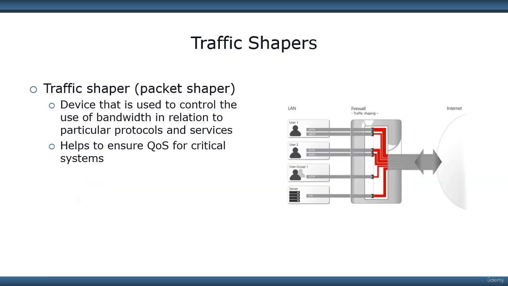Then we have the traffic shaper. This is another device that's used for quality of service. It's used to control bandwidth in relation to particular protocols and services that helps to ensure quality of service for critical systems while still allowing others to connect, but just not giving them quite the amount of bandwidth. Now for the exam, they're just basically throwing out terms, traffic shaper, quality of service, so you just need to understand the functionality that's provided here. Ensure that critical systems have the bandwidth that they need. And we do that by differentiating between different packets using packet headers and those DSCP points.